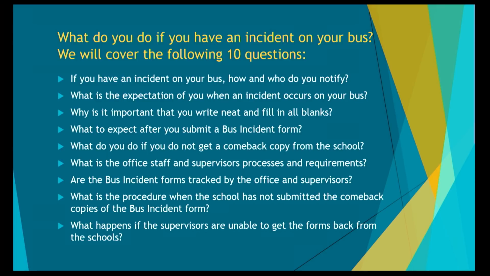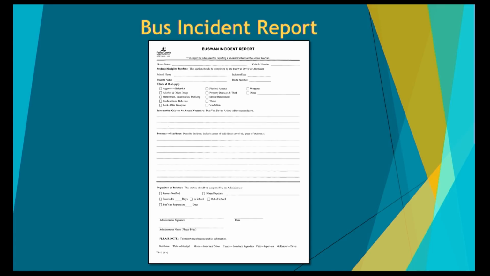What to do if you do not get a comeback copy from the school? What is the office staff and supervisors' processes and requirements? Are the bus incident forms tracked by the office and supervisors? What is the procedure when the school has not submitted the comeback copies of the bus incident form? What happens if the supervisors are unable to get the forms back from the schools?